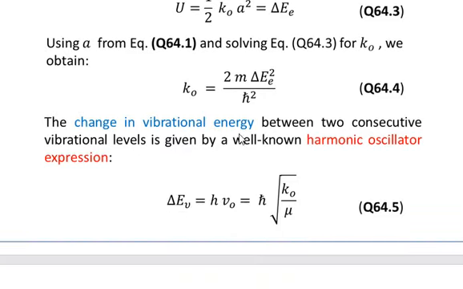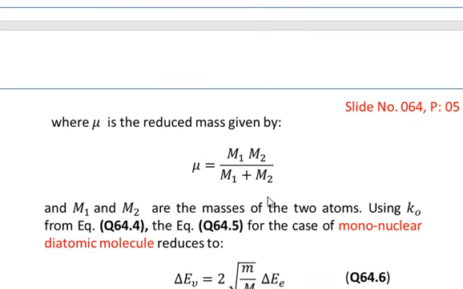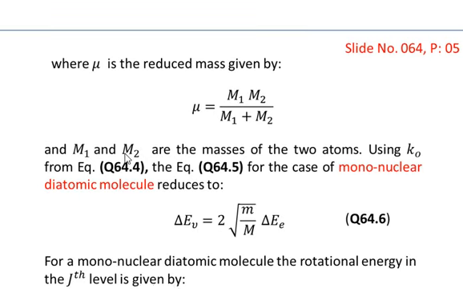The change in vibrational energy between two consecutive vibrational levels is given by the well-known harmonic oscillator expression. So the change in vibrational energy between two consecutive levels is equal to H nu naught, which is equal to H bar multiplied by the square root of K naught over mu, where mu is the reduced mass given by mu is equal to m1 into m2 divided by m1 plus m2, and m1 and m2 are the masses of the two atoms.